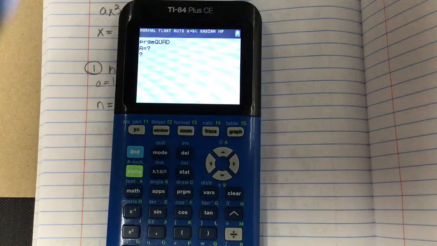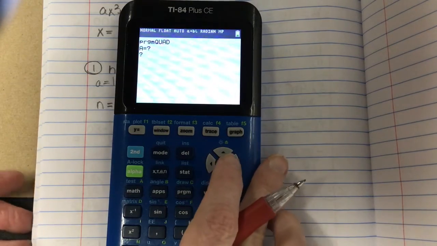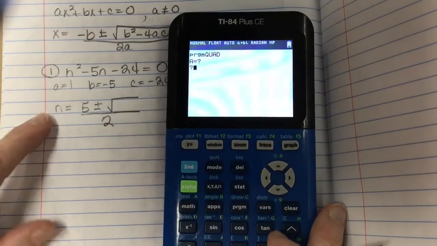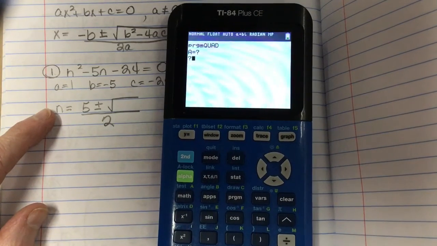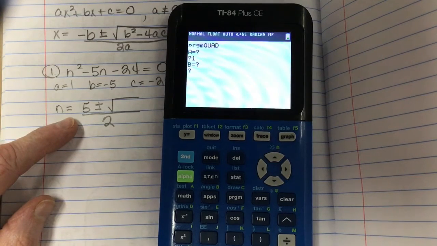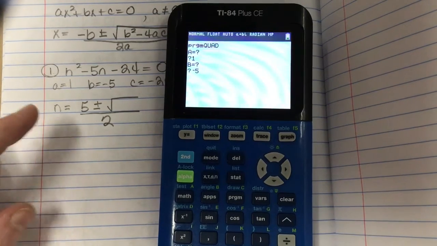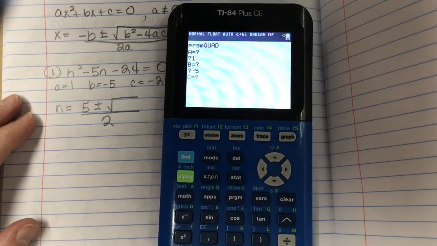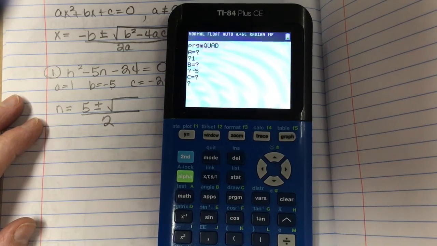What is it asking you for? Specifically, it's asking you for A. And what is A? 1. And what's B? -5. Now remember, -5 minus 5 are the same, but the calculator doesn't know that. Be careful with your minuses and your negatives. Enter. And then what's C? -24. Enter.